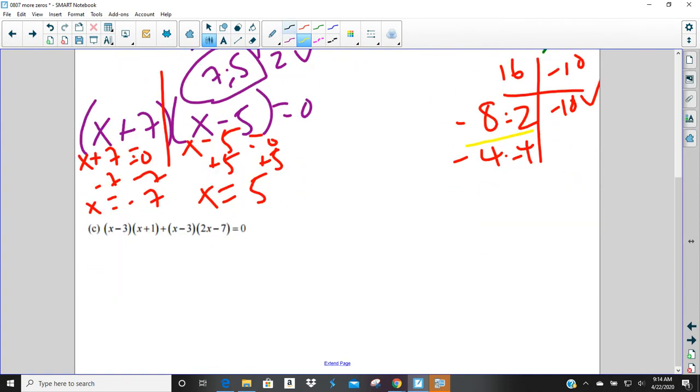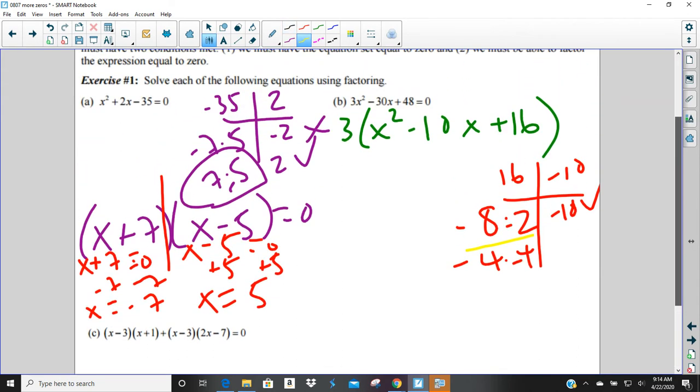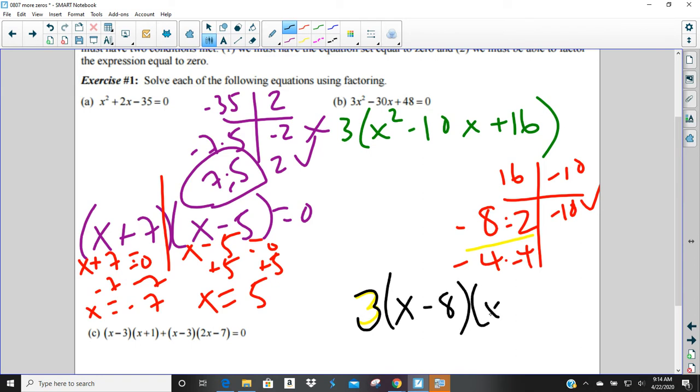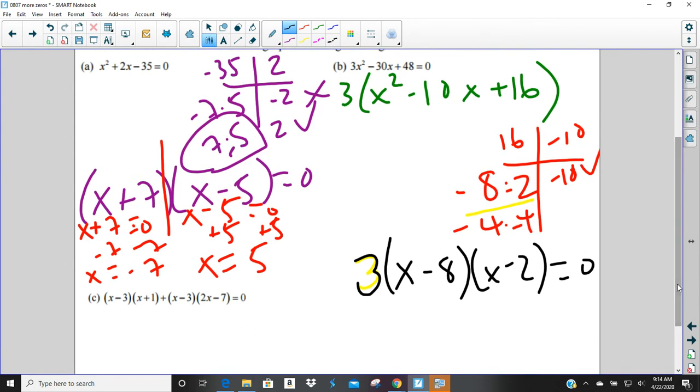Now, this is important. For this one, we have a 3 on the outside. So to make an equivalent expression, I want to have this different color. I want to have an equivalent expression, so I'm going to do 3 parenthesis x minus 8, x minus 2 equals 0. Now, the way I've been doing it, putting these lines down the middle, I'm going to still put a line through everything. So I'm going to put a line between the 3 and the x minus 8. I'm going to put a line through the x minus 8 and the x minus 2. So here's what I want to show you.